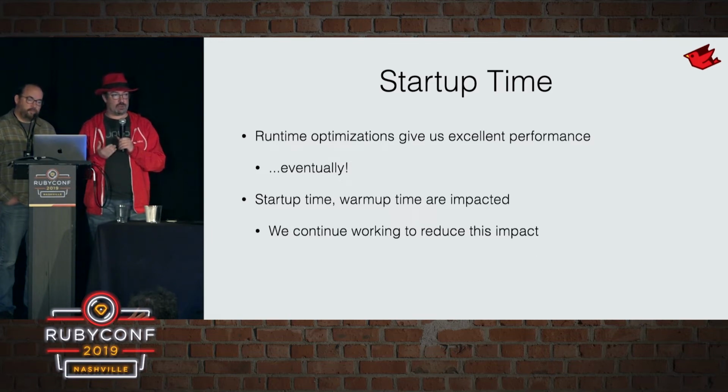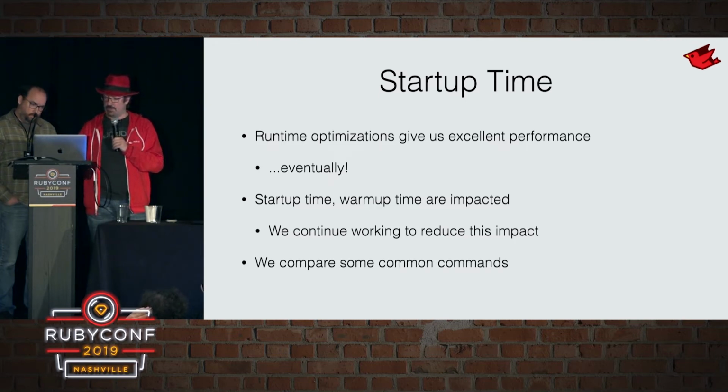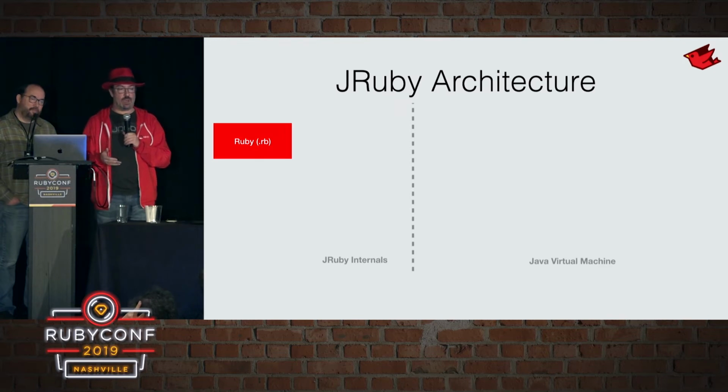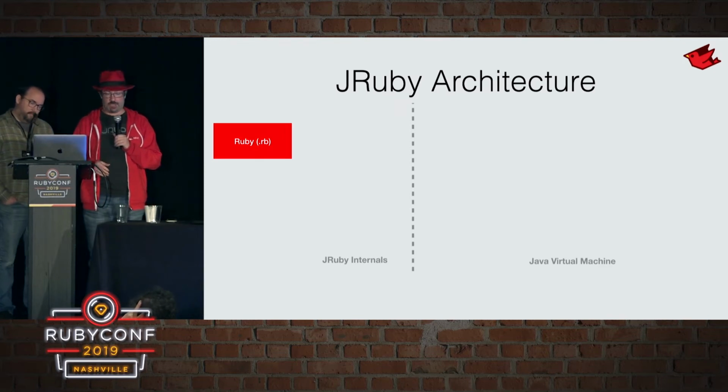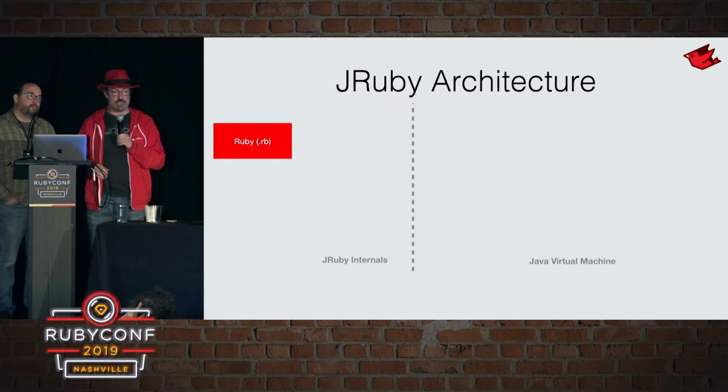We're adding new ways of starting up JRuby that start up faster. We're tuning our own JIT and working on tuning the JVM JIT to reduce warm-up time. But it is still something to keep in mind when you start using JRuby. So, comparing a few simple commands here in just a moment. To illustrate why we have this warm-up and startup time, I just want to demonstrate what the process is for JRuby to get Ruby code running.